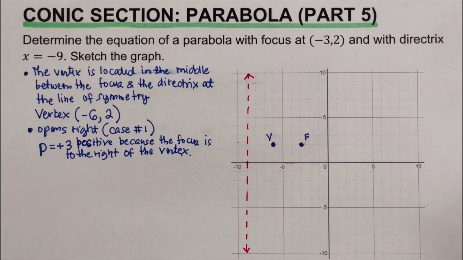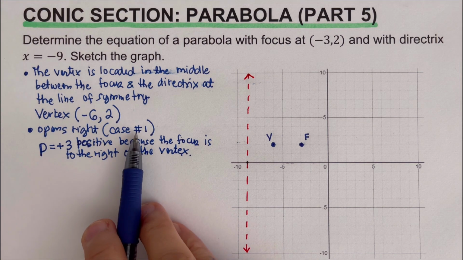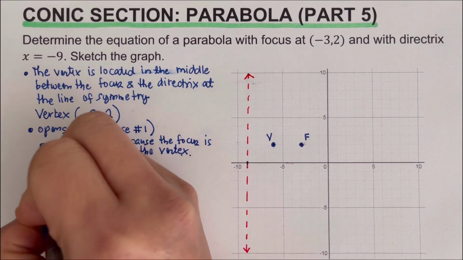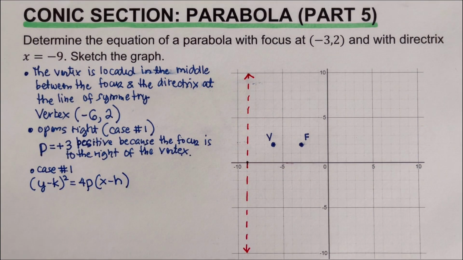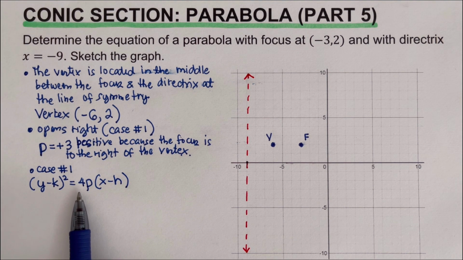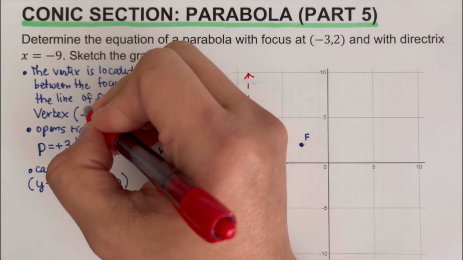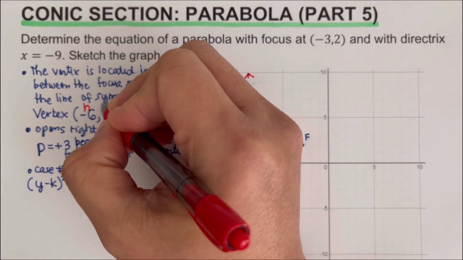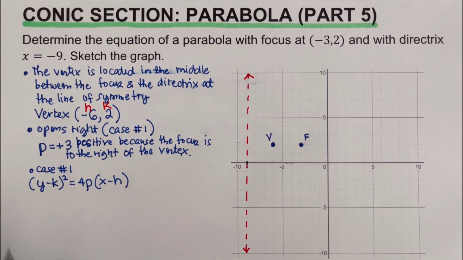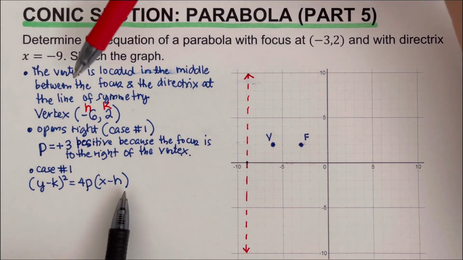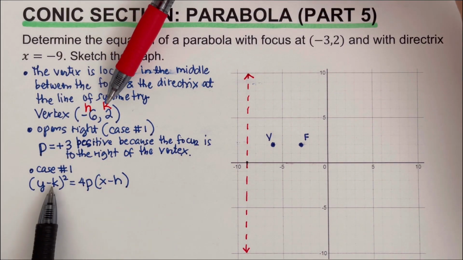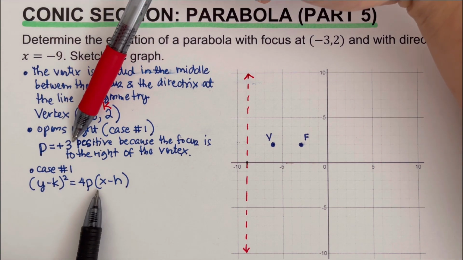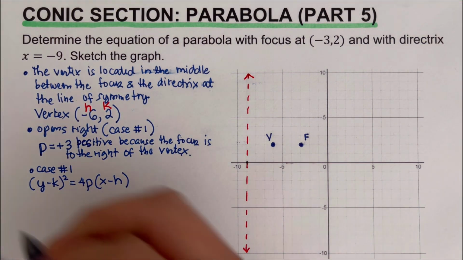Okay, so then from here, we can go ahead and write the general equation for case number 1. So this is the general equation for case number 1. So what we're going to do is plug in the values for h and k. Again, this is the vertex. So this will be our h and this will be our k. So we're going to plug in the value of h, put in the value of k, and put in the value of p. So this is how our equation is going to look.